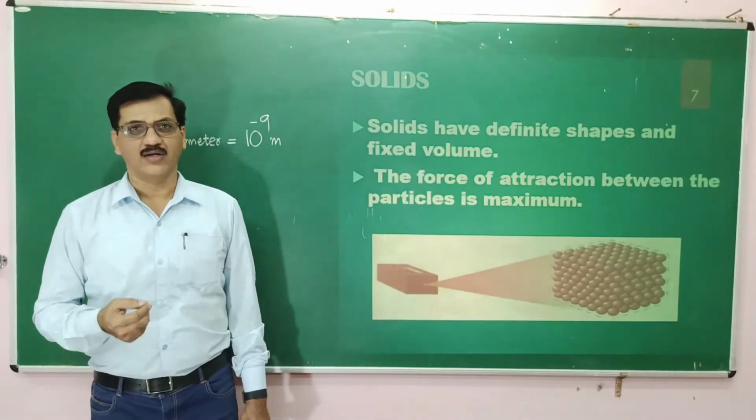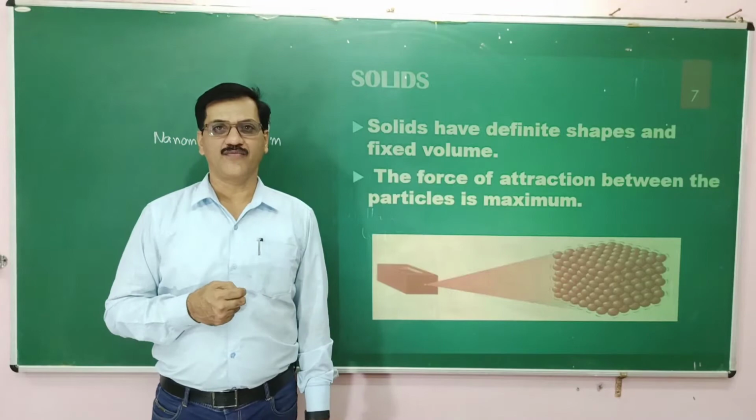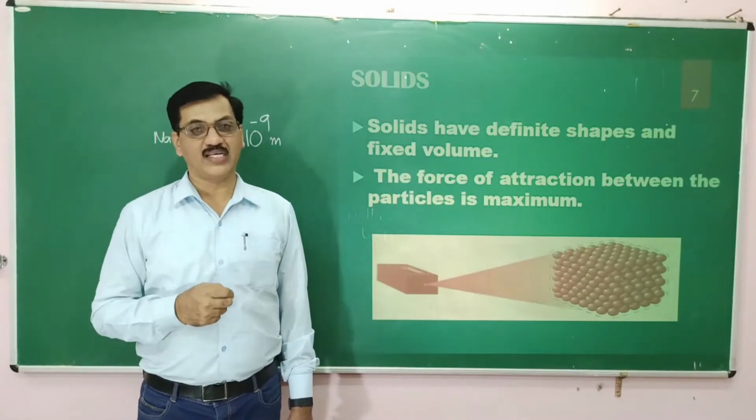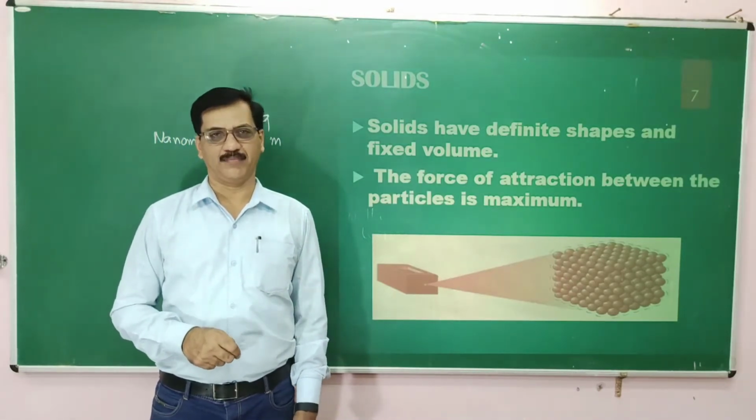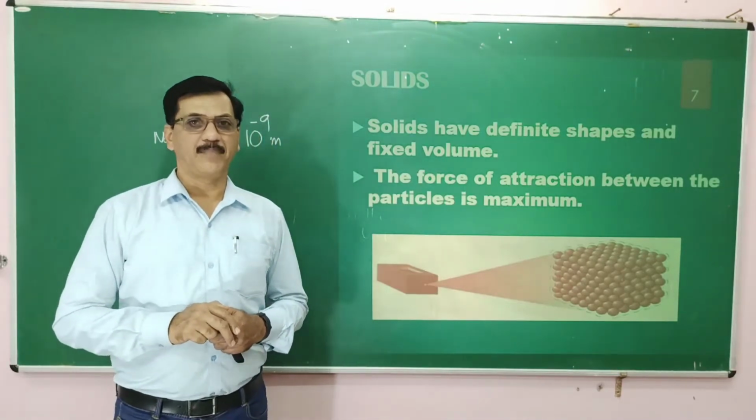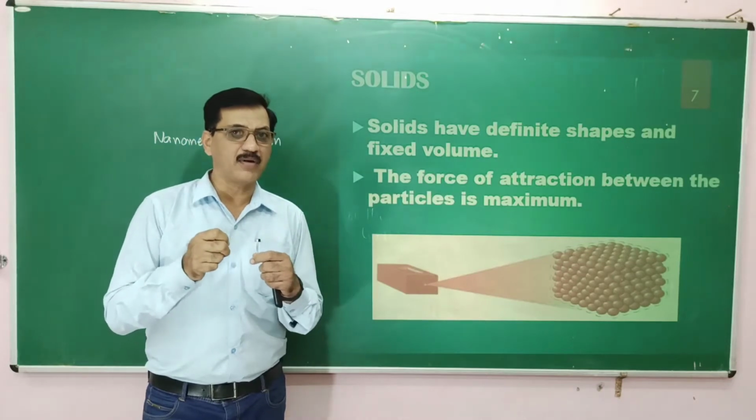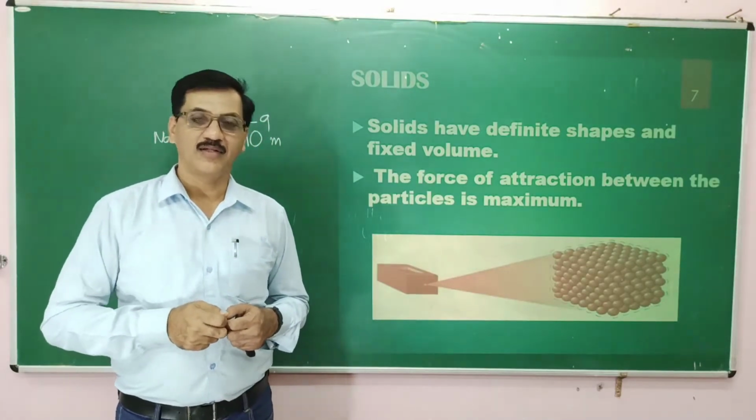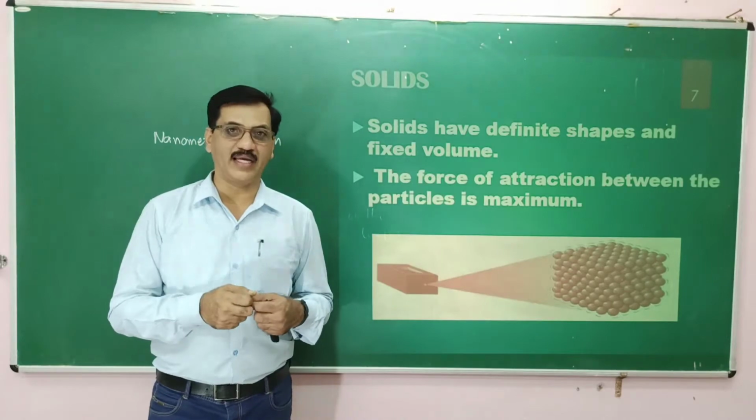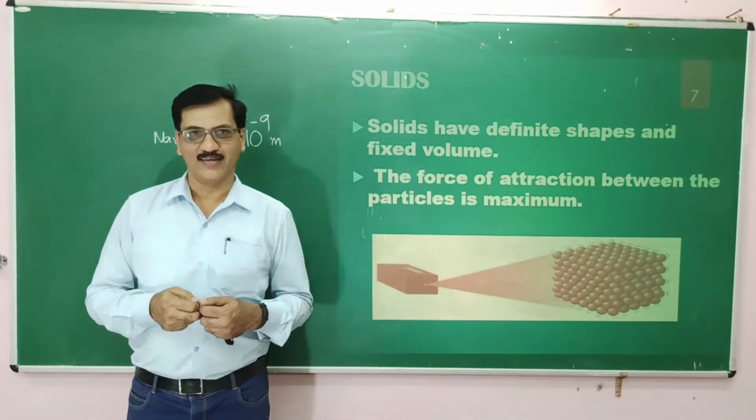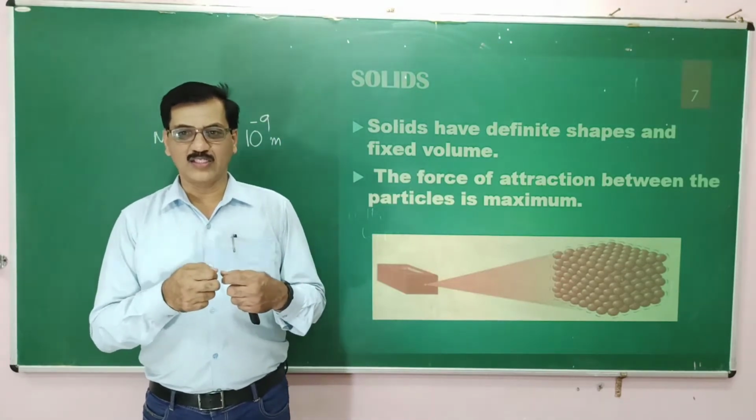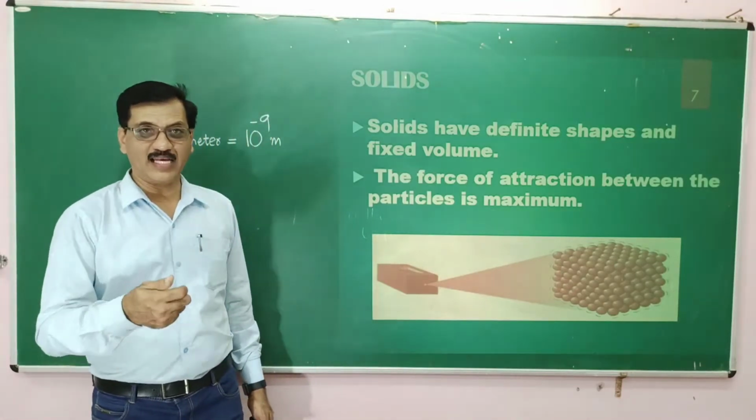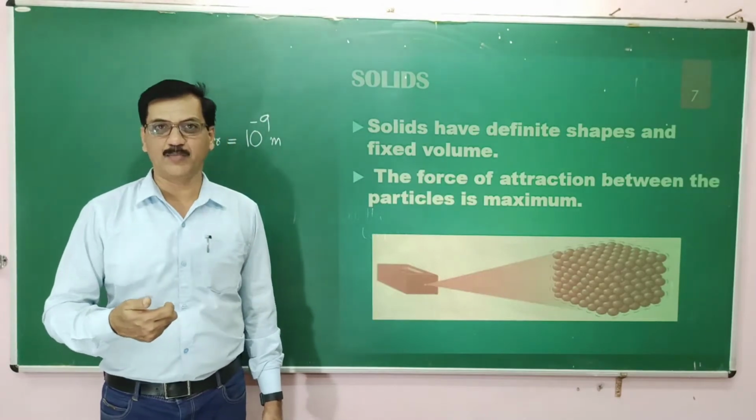Now let us try to see what the properties of solids are. Solids have definite shape and volume, fixed volume. Solids have definite shape because the particles are held strongly to each other. When the particles are held strongly, they become rigid. They do not have the flexibility or the movement. When the particles are held together strongly, their attraction force is more, then they get definite shape. So the rigidity of solids can be understood by knowing the attraction between the particles.